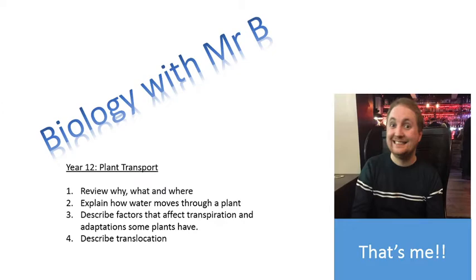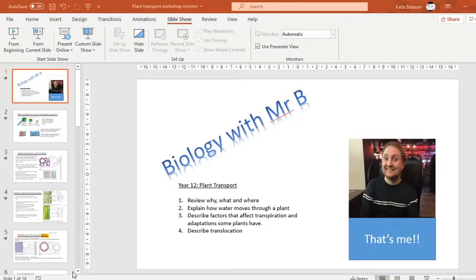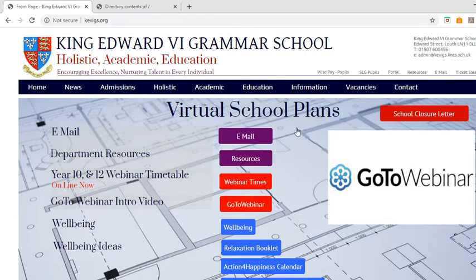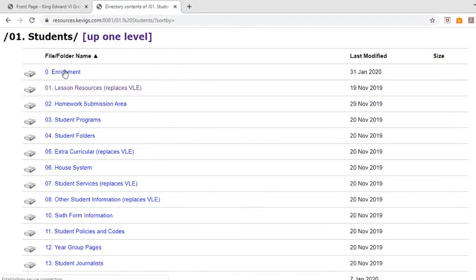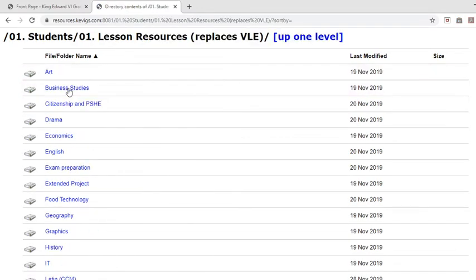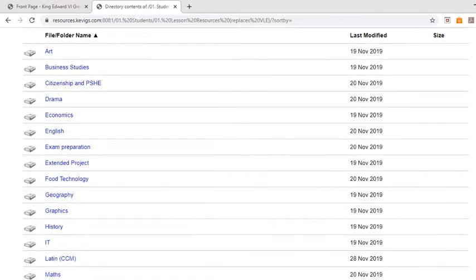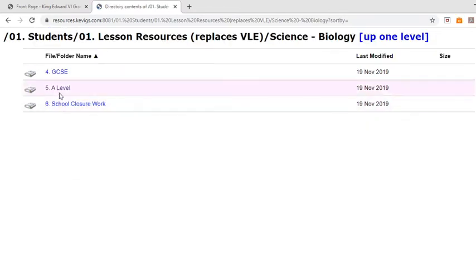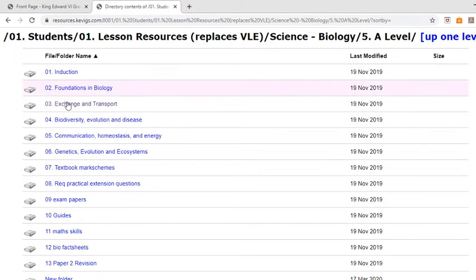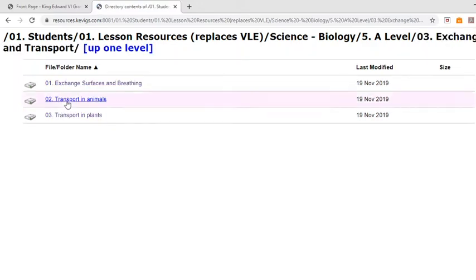So what I'd like to show you first is just where to find the PowerPoints and the things for this topic. If I very quickly go to my Tinternet, and click on the resources tab, which is obviously file store, you'll get to this page. You go on students, lesson resources, science, biology. I think we're right at the bottom. A-level, we're in unit, module, something number 3, and transport in plants.